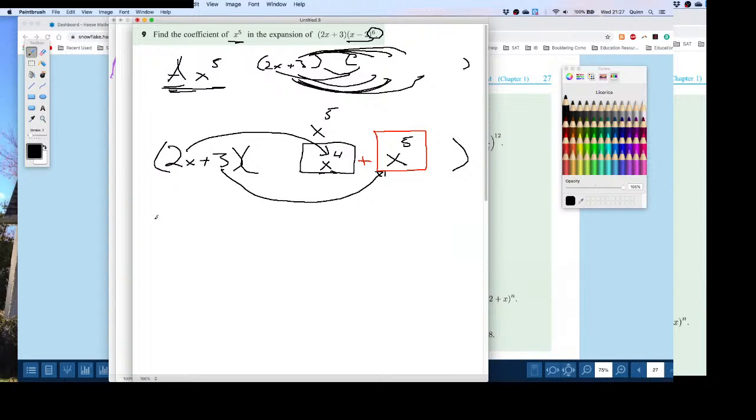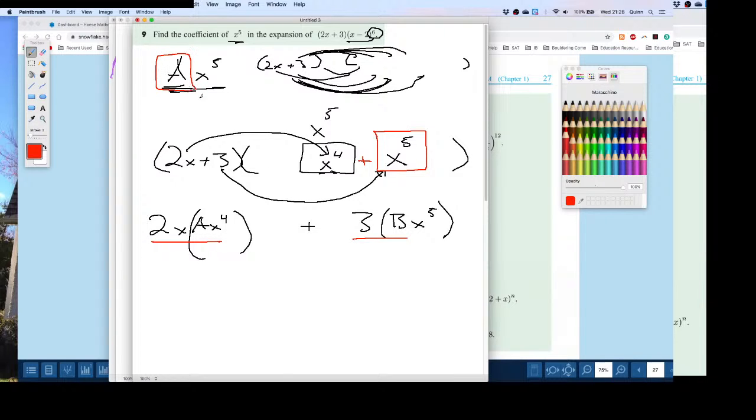So I need to go 2x times the x to the 4 term, whatever this is. Let's call it ax to the 4. And I need to go 3 times the x to the 5 term. So let's call this bx to the 5. And then when you get these two, of course you are going to add them, because they're going to be like terms. Whatever number's in front of this one and the number in front of this one, you're going to add them, and that's finally going to give you your coefficient of x to the power of 5.